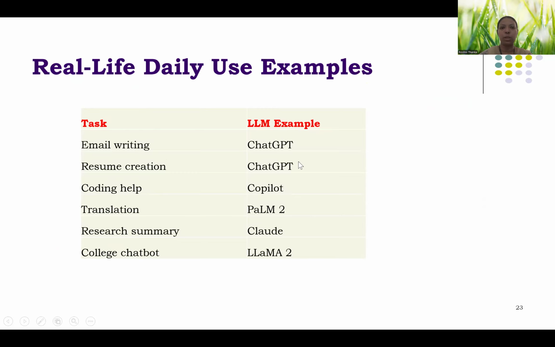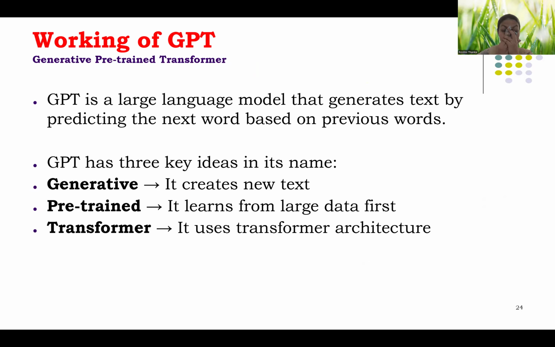So I hope you got the different idea about all these different LLM models and when to use what. And now let's see about GPT. It is also one of the generative AI LLM models. GPT stands for Generative Pre-trained Transformer. GPT is a large language model. It is able to generate text by predicting the next word. That is the basic of all this. Depending upon the previous context, it is able to predict the next word.